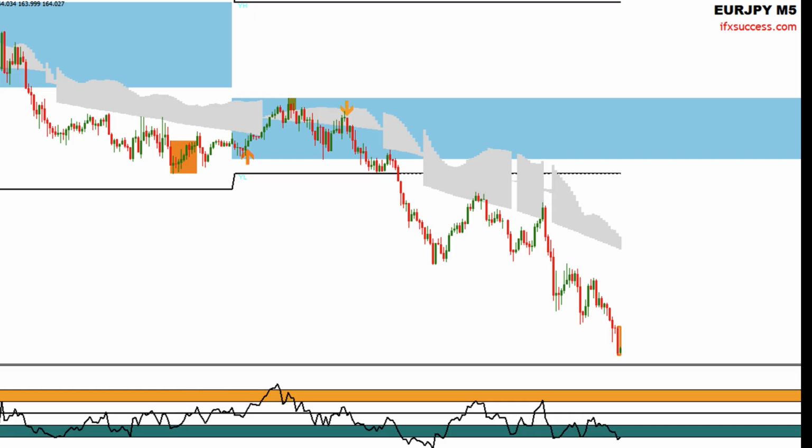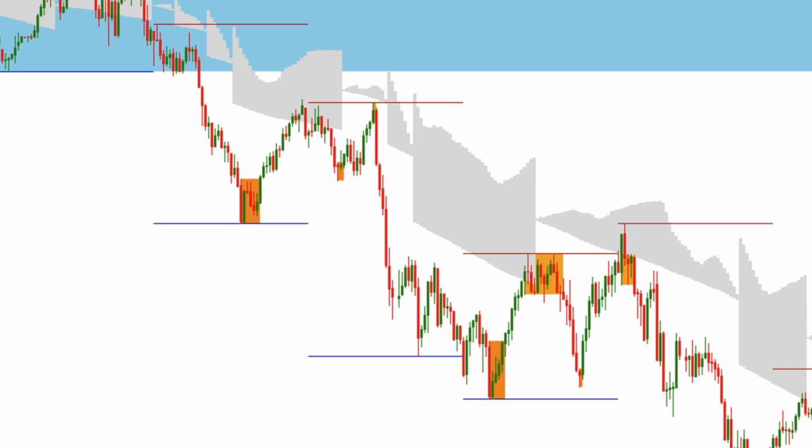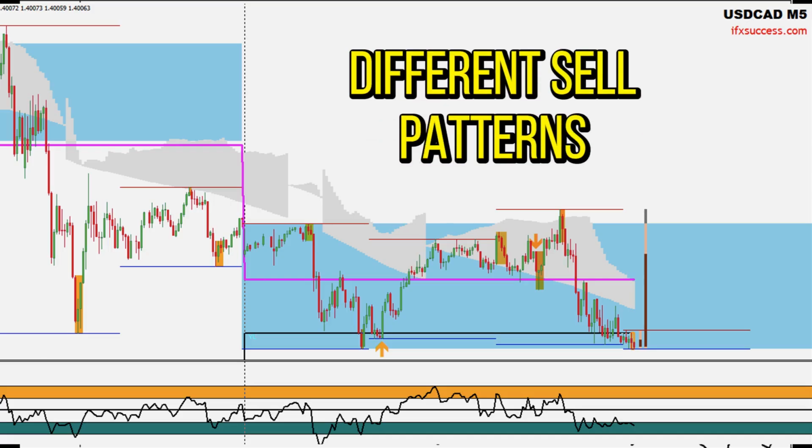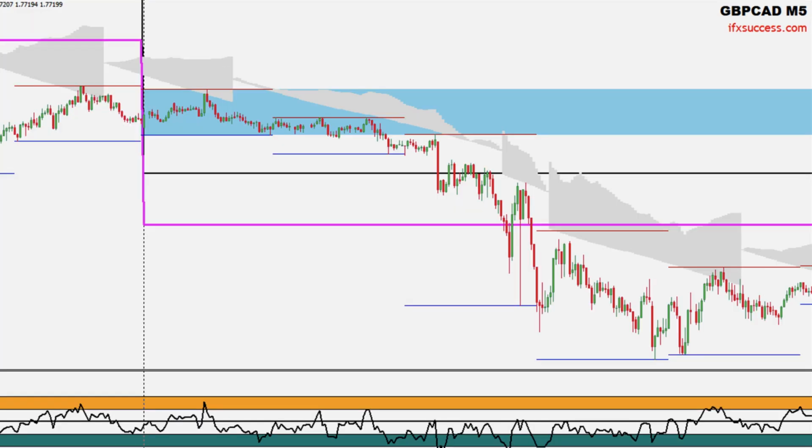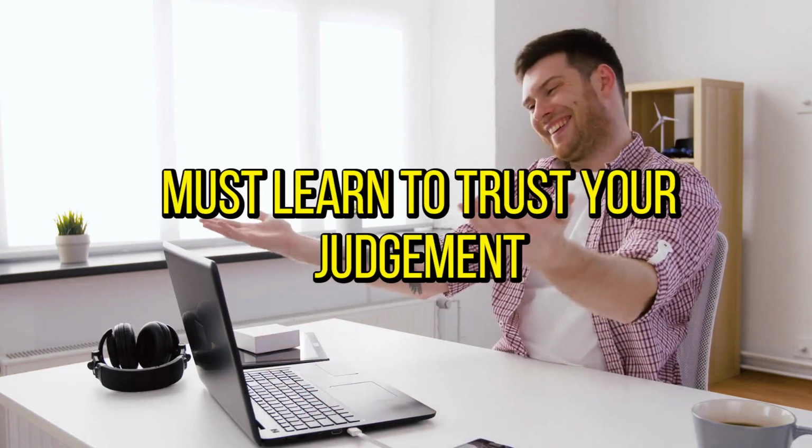It's important to understand that this example shows one possible sell pattern, but there can be variations depending on market conditions on any given day. Once you grasp the overall concept of an entry, you'll need to use your own discretion, as some entries may not look as clear as others.